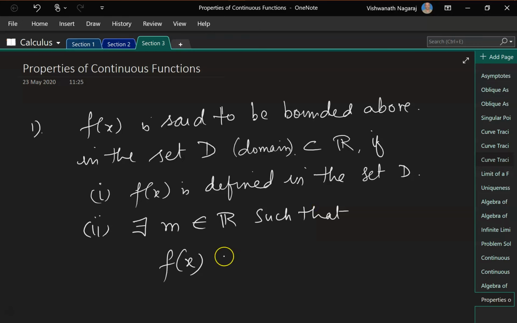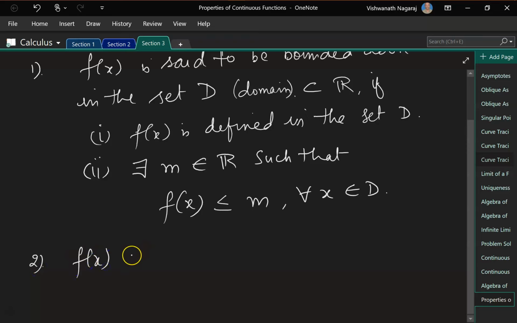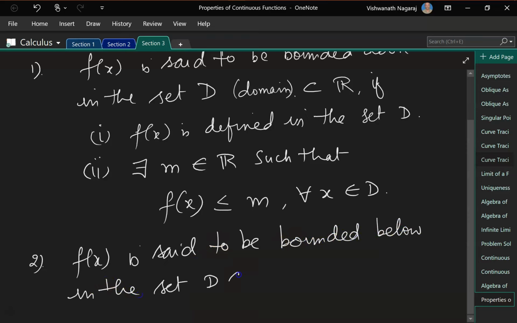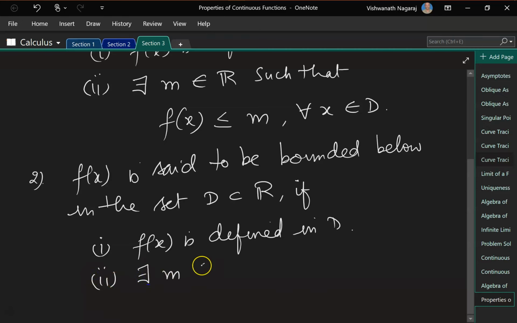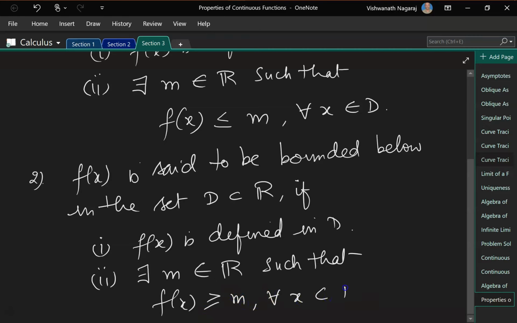such that the function is always less than or equal to this number for all x belonging to D. Then f(x) is said to be bounded below in the set D, a proper subset of real numbers, if, again, two conditions: f(x) is defined in D, and the second is there exists m belonging to the set of real numbers such that f(x) is always greater than or equal to m for all x belonging to D.